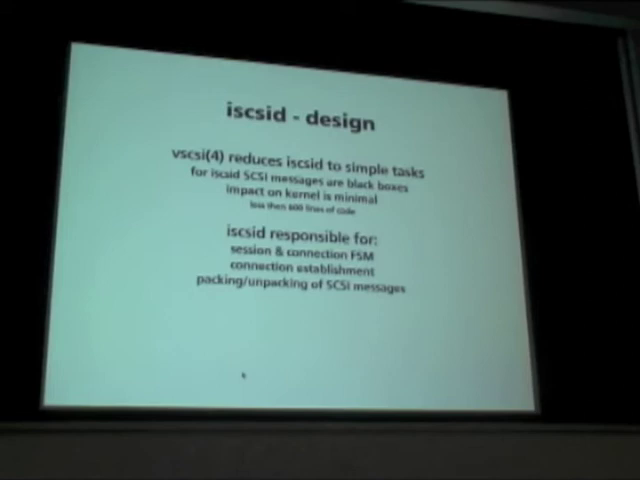So iSCSI-D itself is responsible only for session and connection management, so running the finite state machines there, trying to get the connection up and running, authentication, doing the negotiation with the other side, trying to figure out what I'm actually allowed to send them, and when the target will actually not like what I'm sending. It just packs and unpacks the SCSI messages that we get from vSCSI into PDUs, sends them over the network, gets the response back, unpacks them, sends them back to the kernel, and moves on like this. So this is fairly simple. All in all, it's mostly a buffer management thing.